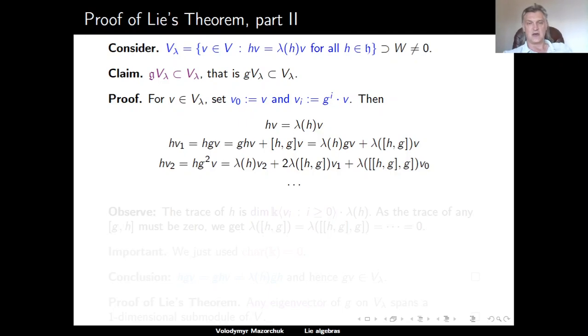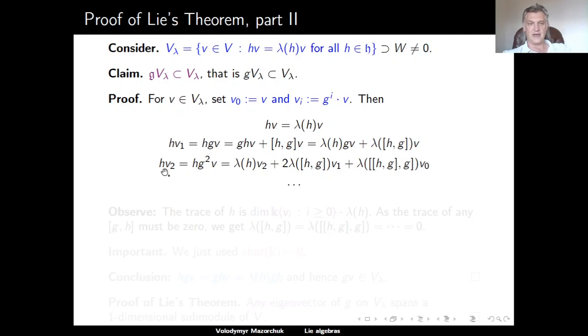So let's consider how an arbitrary element h from H acts on these V_i's. On V, the action is by the scalar lambda of h, because V belongs to V_lambda. So h V_1 is equal to h g v. Now we commute h and g, so we get g h v, and the price we have to pay in this case is the commutator of h and g. But v is in V_lambda, and the commutator of h and g belongs to H because H is an ideal. So the first summand becomes lambda of h times g v, and the second summand becomes lambda of this commutator of h and g times v.